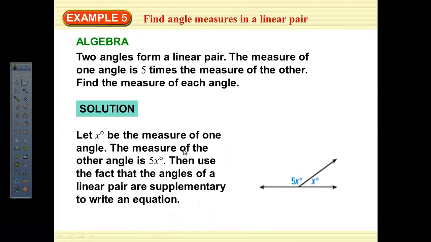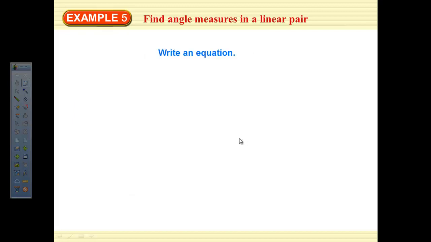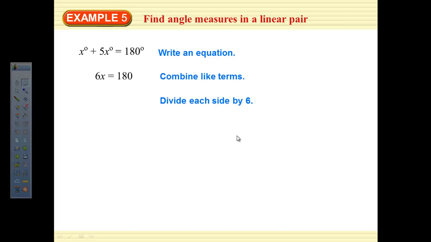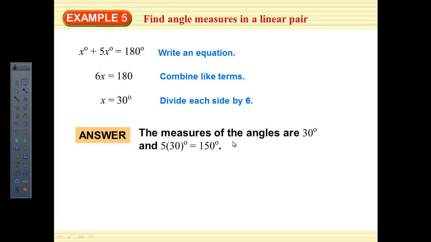So again, draw a picture, label it appropriately, okay? And then we write an equation, simplify, and solve. And then we figure out what x and 5x are. So the first one was 30, the second one was 150.